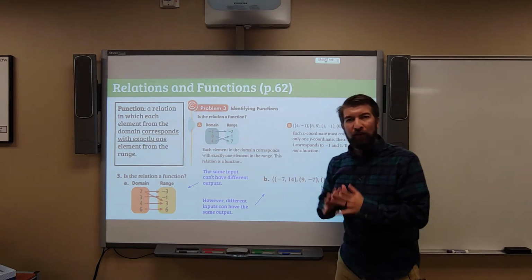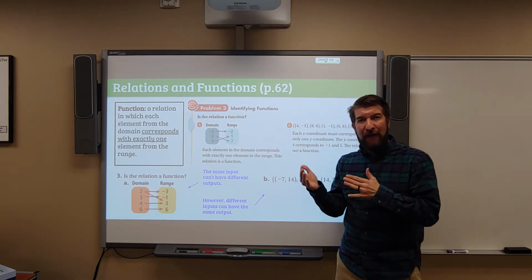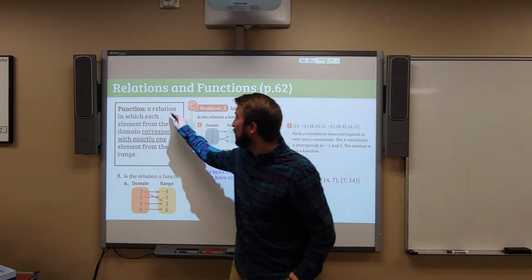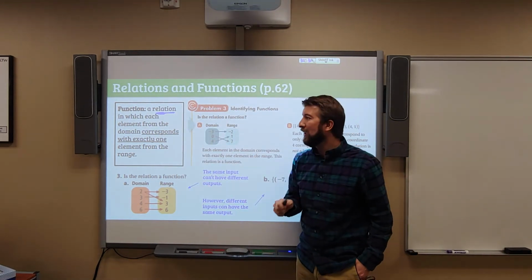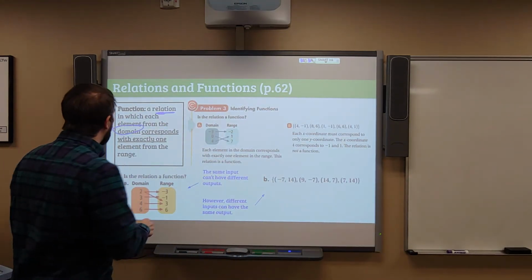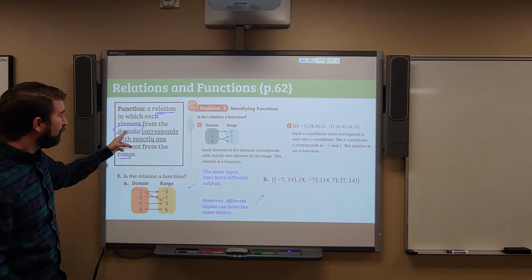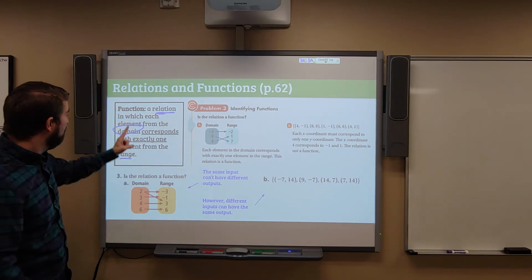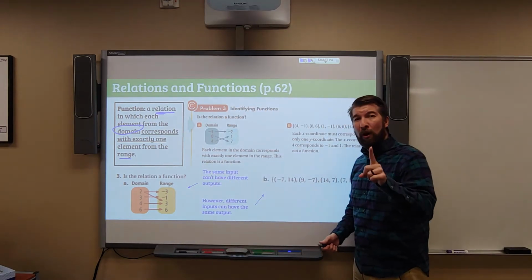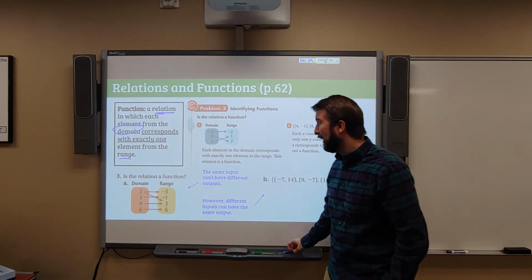So let's think about relations and functions. So a relation is just a coordinate, x and y, 2 numbers. So what is a function? A function is a relation, but it's a certain type of relation in which each element from the domain corresponds with exactly one element from the range. So you have to have one element from the domain corresponding with exactly one element from the range. So let's look at some examples and see what this means.